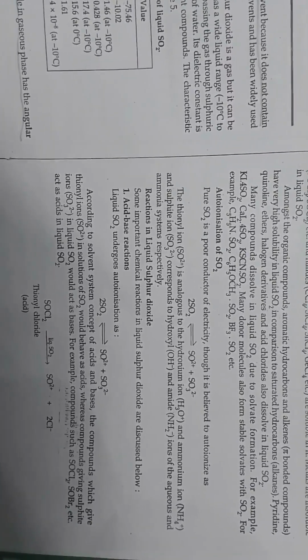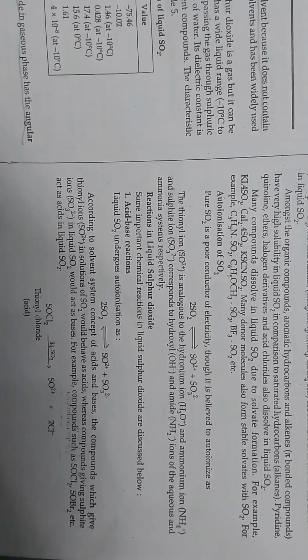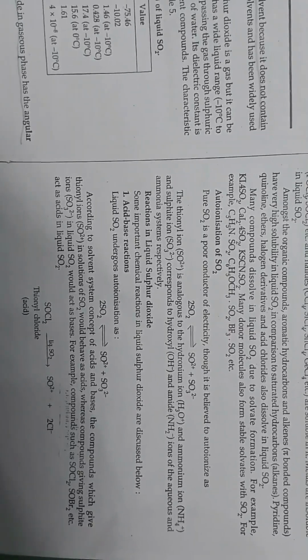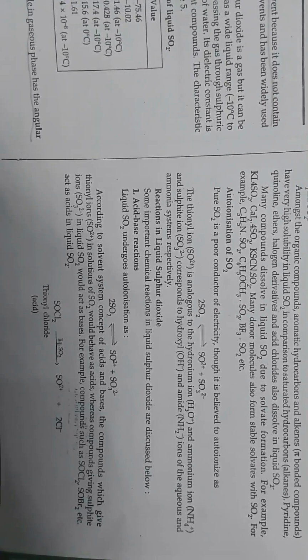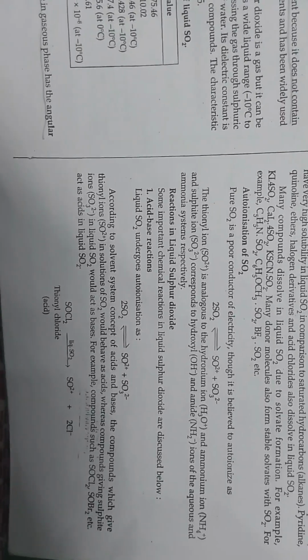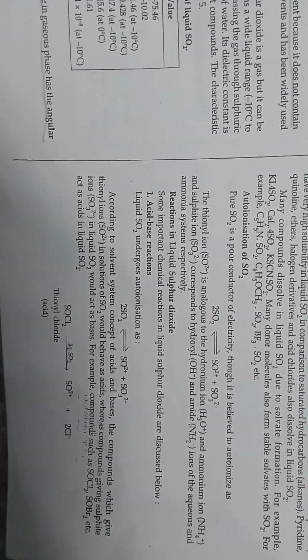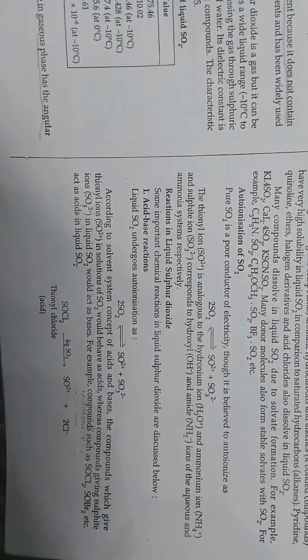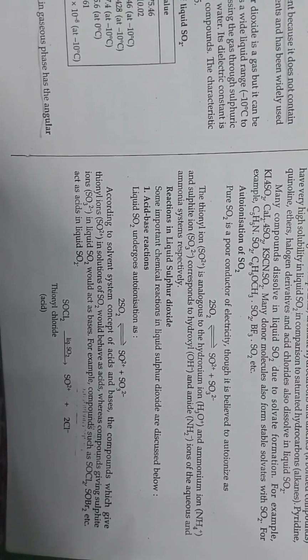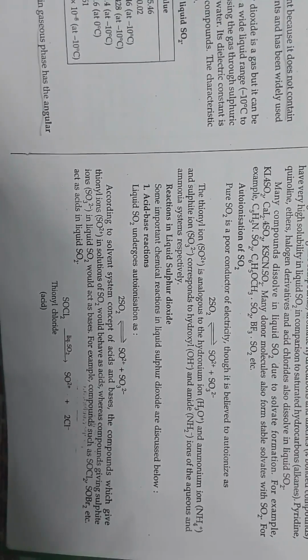For example, C5H5N.SO2, C6H5OCH3.SO2, BF3.SO2, etc. Autoionization of SO2. Pure SO2 is a poor conductor of electricity, though it is able to autoionize as shown. The thionyl ion is analogous to the hydronium ion and ammonium ion, and the sulfite ion corresponds to the hydroxyl and amide ion of the aqueous and ammonia systems respectively.